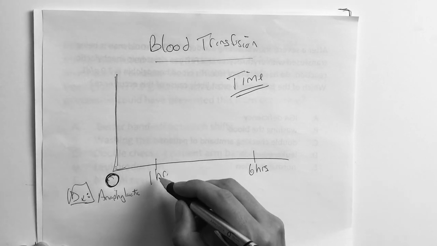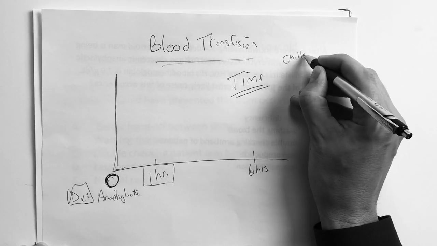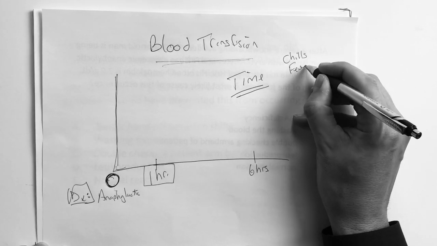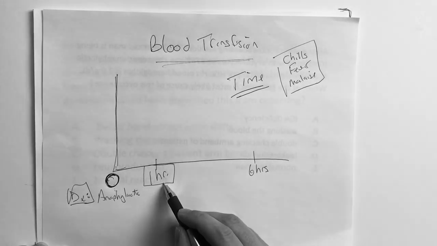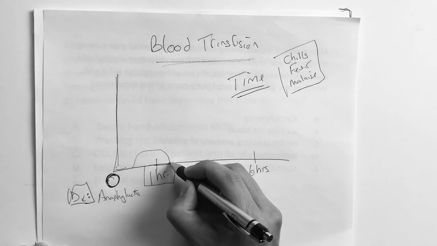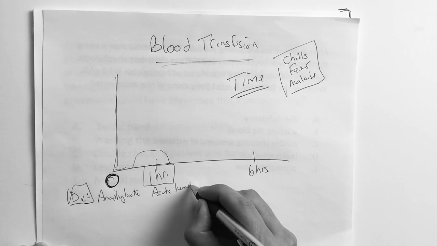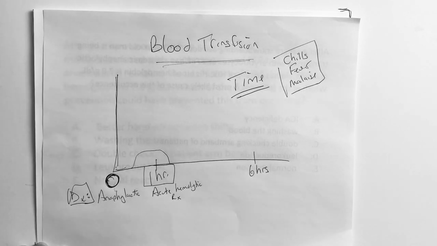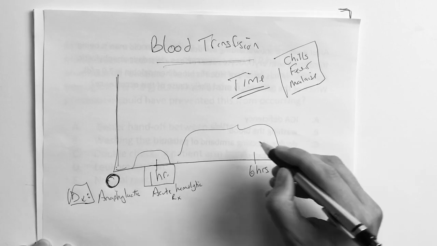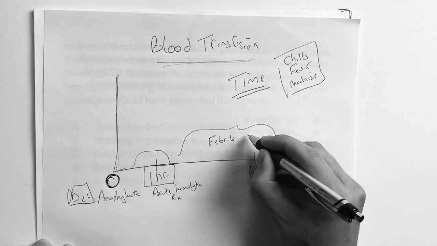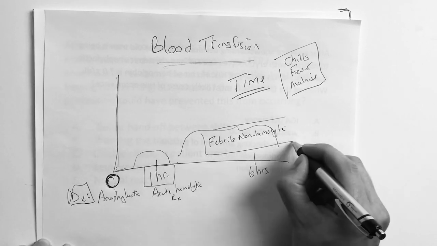Anaphylactic, right away. Now, if you do a blood transfusion and then the signs and symptoms happen, like chills, fever, fatigue, all that kind of stuff, at 1 hour or right around 1 hour, then we're going to call that acute hemolytic reaction. And then if you have the reaction between just after 1 hour all the way up to 6, that's going to be called a febrile non-hemolytic. So you have to know those right off the bat, okay?